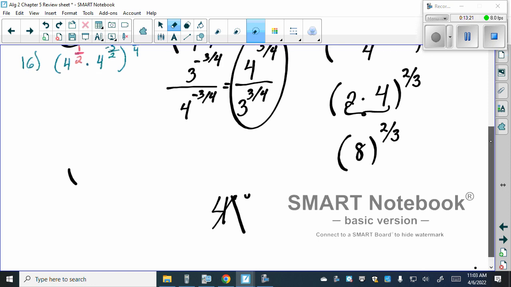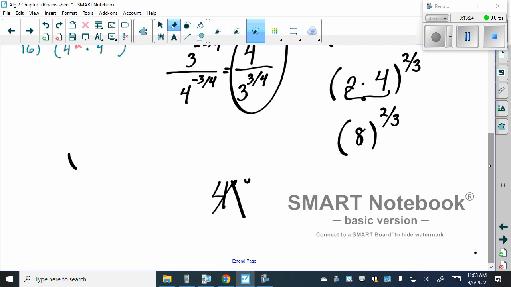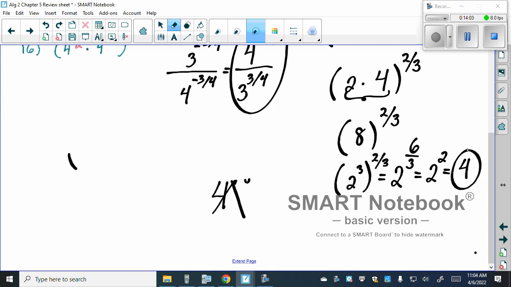Now we need to simplify this here if we can, because we have the 3 on bottom, yes? The 3 on the bottom of a fractional exponent is talking about a cubed root. So it'd be nice if 8 was a number times itself 3 times, because 8 is 2 to the 3rd. Now if we multiplied those exponents, 2 times 3 is 6. 6 divided by 3 is 2, squared is 4.